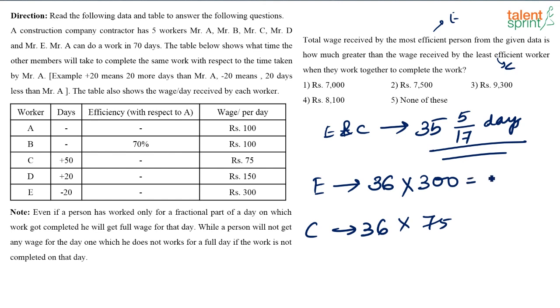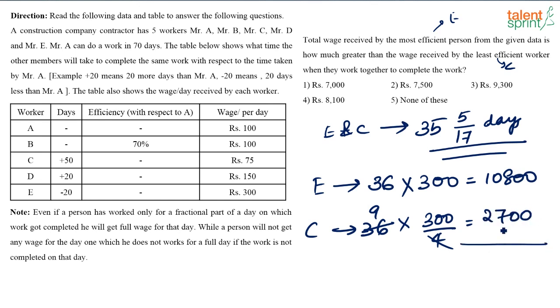Correct, 36 into 300 is 10800, and 36 into 75. See, 75 is nothing but 300 by 4. 0.75 is 3 by 4. So 75 is 300 by 4. So just an easy way of solving. Okay, 2700.